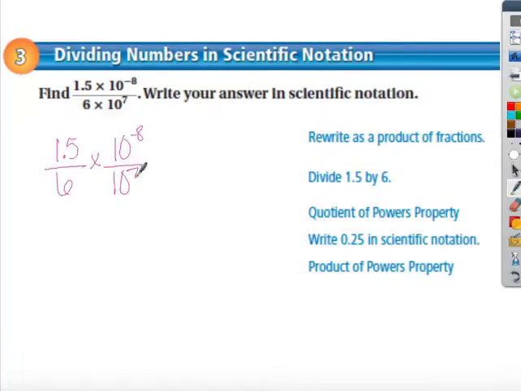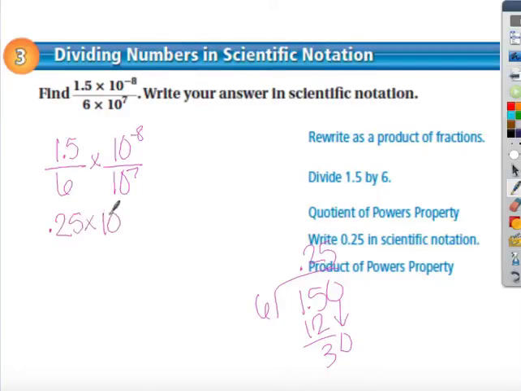power. So off to the side, you're going to have to do some scratch work. No calculators allowed. So top in, bottom out. And 6 will go into 15 twice. 6 goes in, so we get 0.25. 0.25 times 10. Now, when we divide two powers with the same base, we can subtract their exponents. So we have negative 8 minus 7, which gives us negative 15, okay?